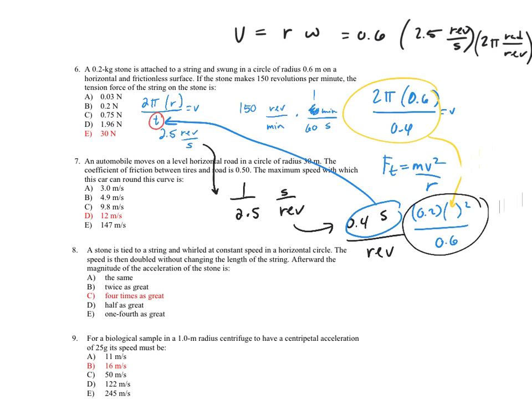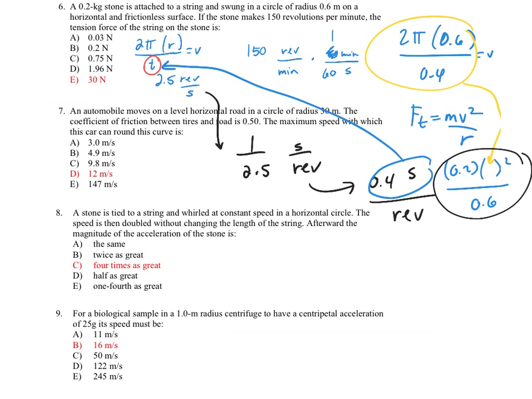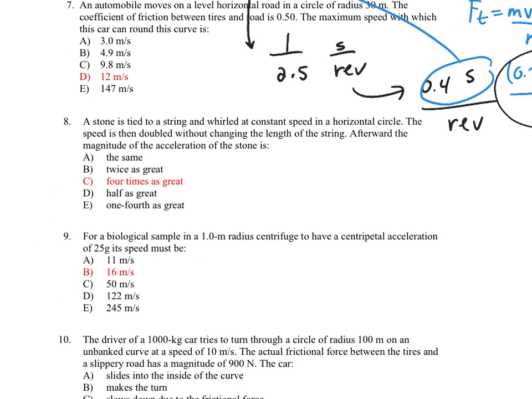How about number 7? Number 7. Number 8. Number 8, why is it 4 real quick? Because that's an easy one. It's v squared. Remember, F equals mv squared over r. So if v doubles, the force has to go up by a factor of 4.